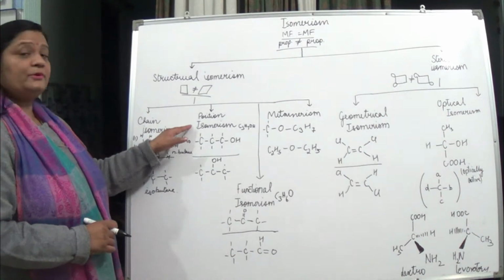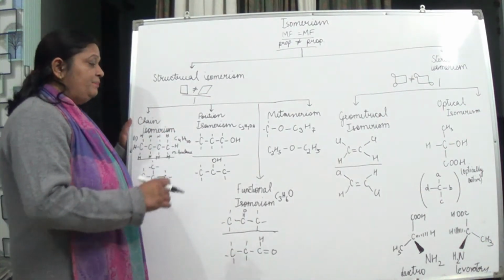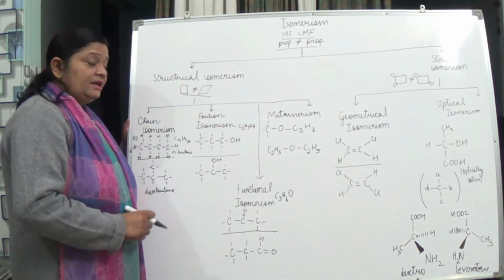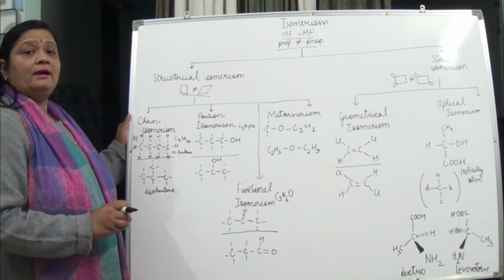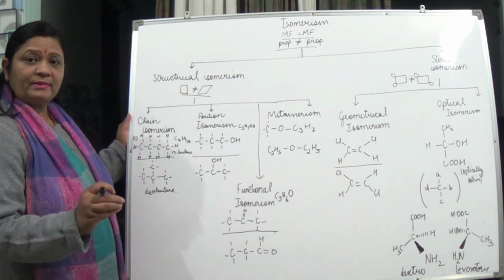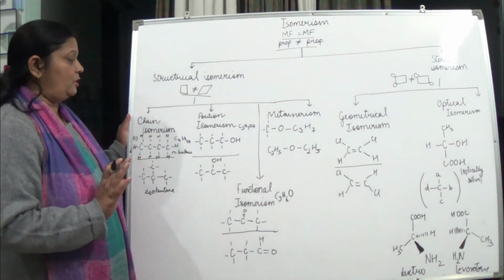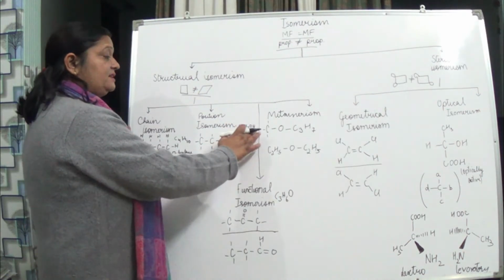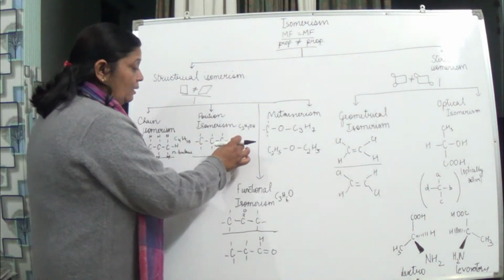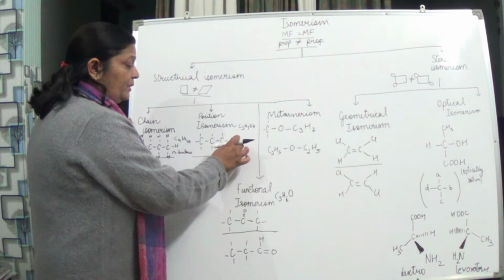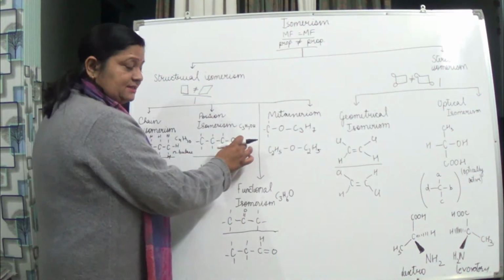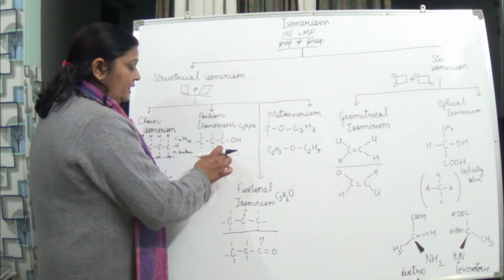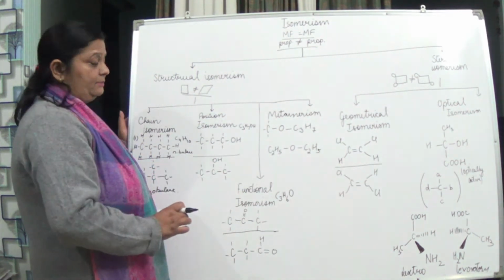Now coming to position isomerism, let us take the example C3H7OH. Here there will be a difference in the placement of the substituent atom or group. In this C3H7OH, the OH group is attached at the end, and here the OH group is attached in the middle of the carbon atoms.